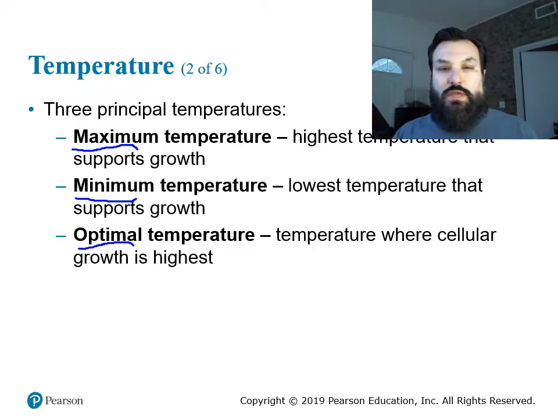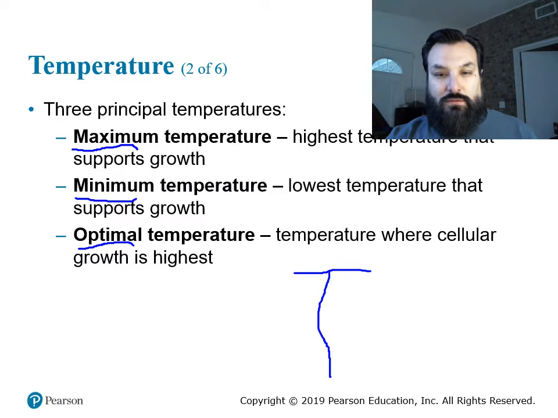That's the minimum temperature. And the optimum temperature is where cell growth is the highest. So optimum doesn't mean maximum, and optimum doesn't mean minimum. It just means optimum, a set point. More than likely, when you really look at this, it's going to be between the max and the minimum. If this is the max temperature, and this is the minimum.